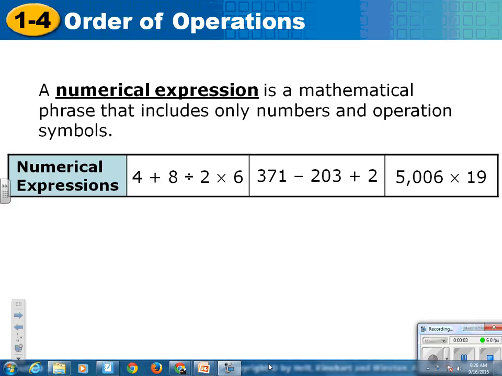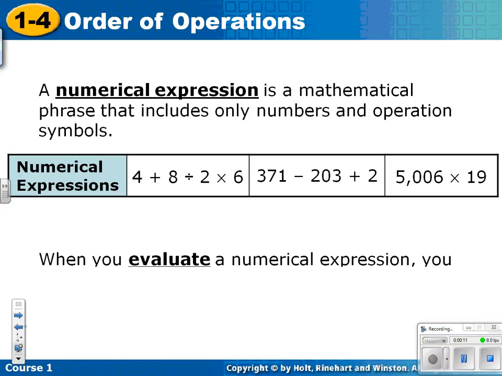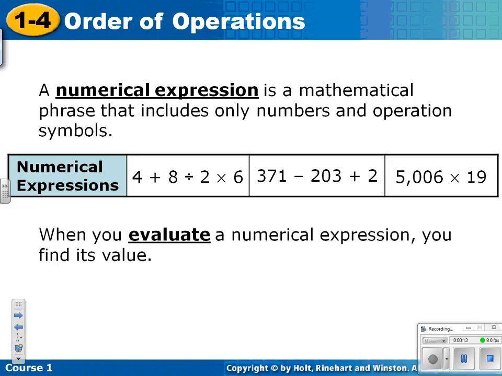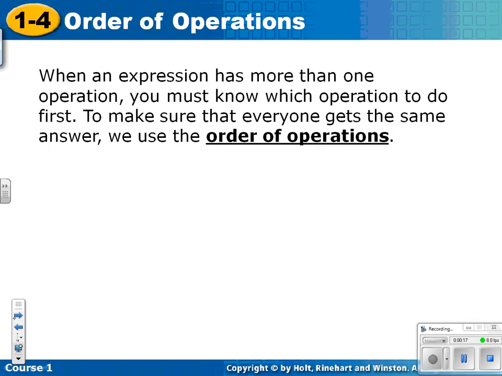Again, numerical expressions are mathematical phrases that include only numbers and symbols. What does it mean to evaluate a numerical expression? It's a fancy way of saying solve. When an expression has more than one operation, we have to know which operation to do first. To make sure everyone gets the same answer, we use the order of operations.